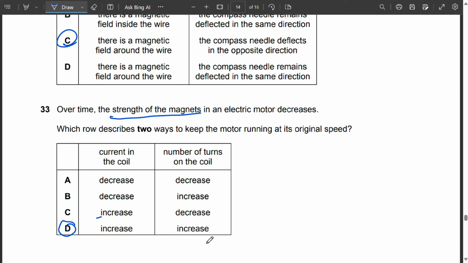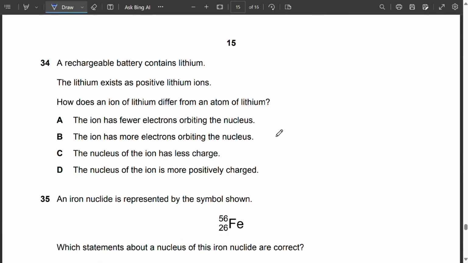So both have to be increased in order to make up the loss of strength of the magnet, for the motor to keep its original speed. Okay, 33 D is correct. Okay, 34th.